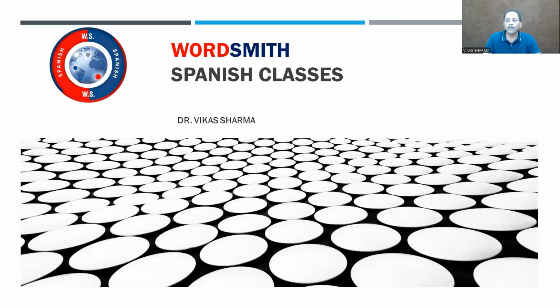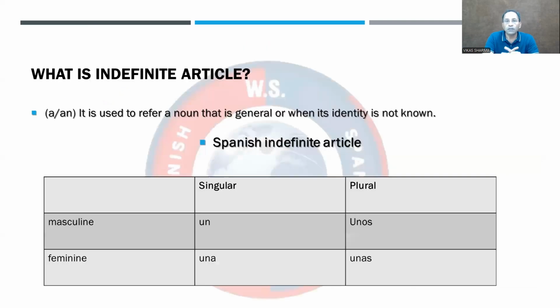So in the last video, we talked about definite articles. In this particular video, we are going to talk about indefinite articles. And what are indefinite articles? A or an. Now, why is a or an an indefinite article? Because it is used to refer to a noun that is general or when the identity is not known.